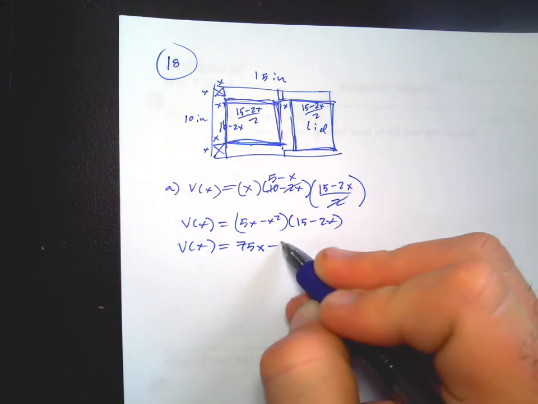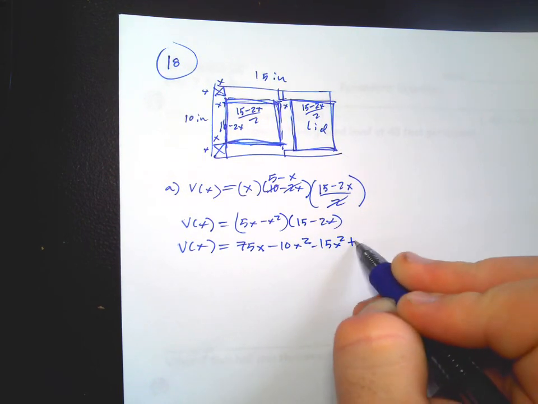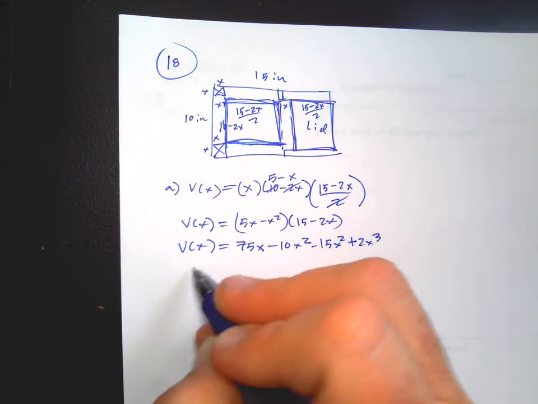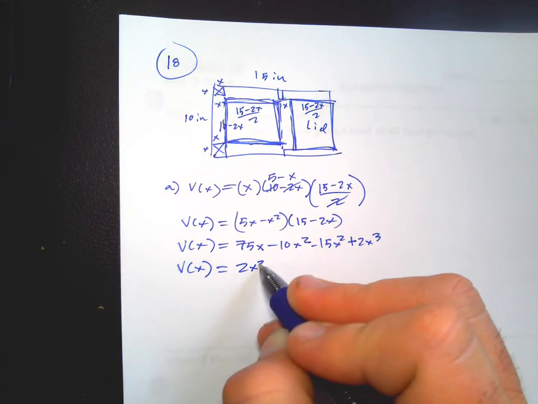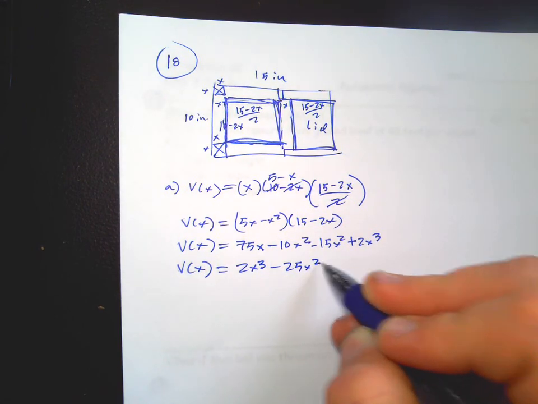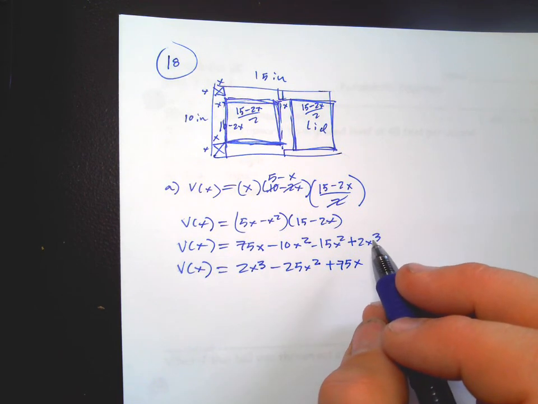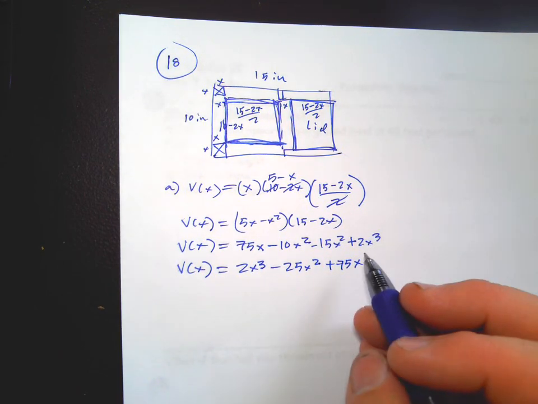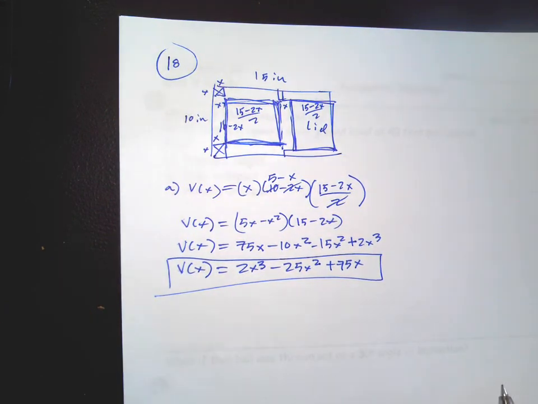75x minus 10x squared minus 15x squared plus 2x cubed. And combine like terms, write in standard form. 2x cubed first, minus 25x squared, plus 75x. Okay, so that's your volume formula. So that's all they wanted you to do in part A. They said part A, just write a formula for the volume.